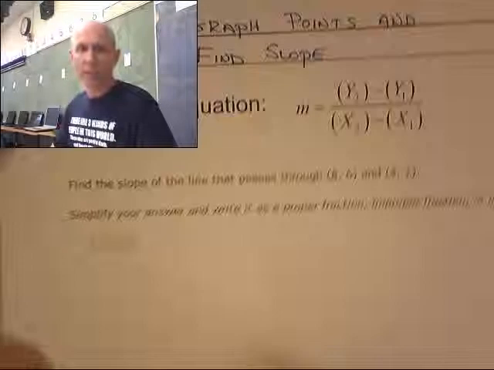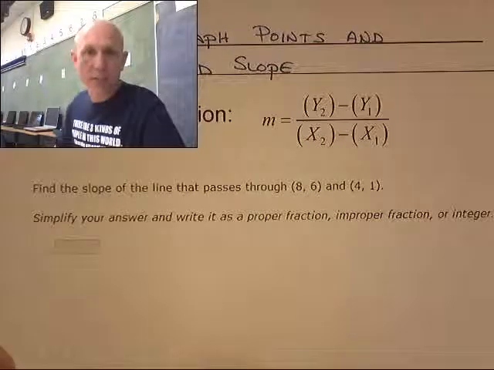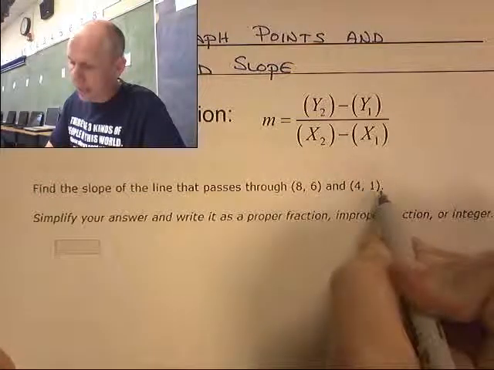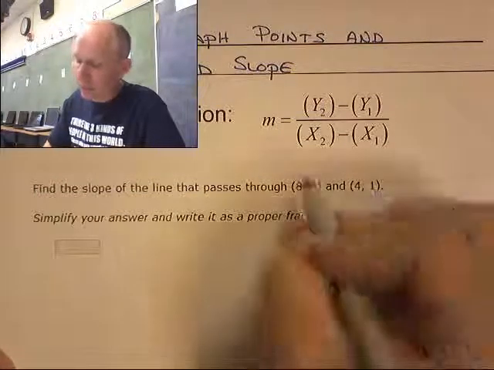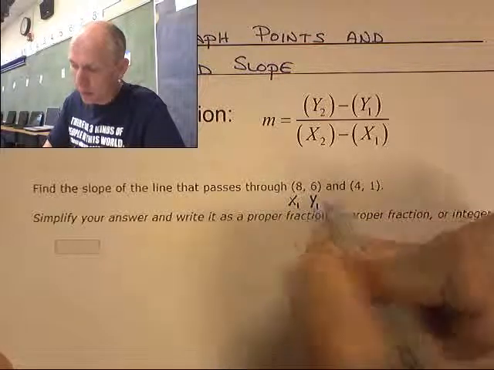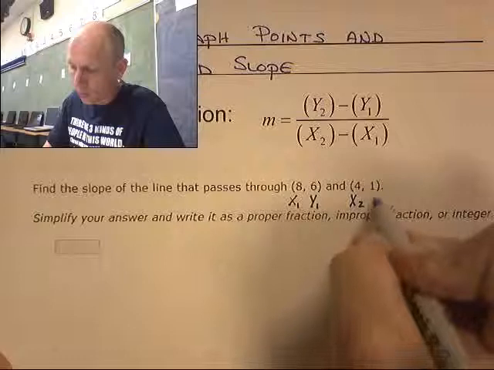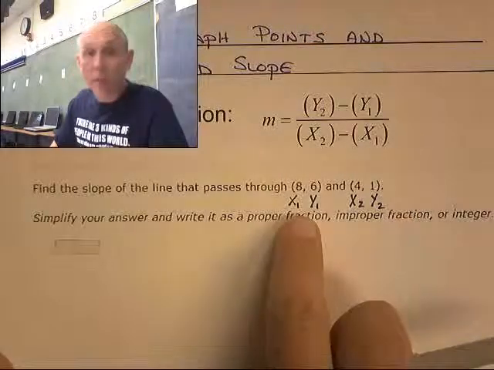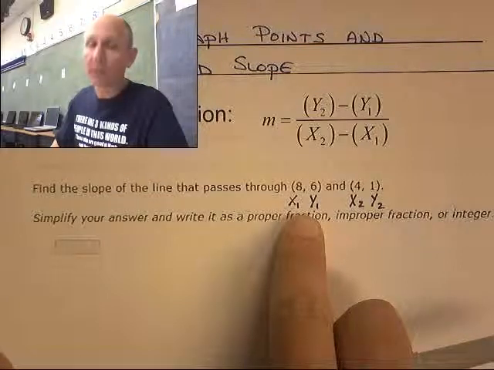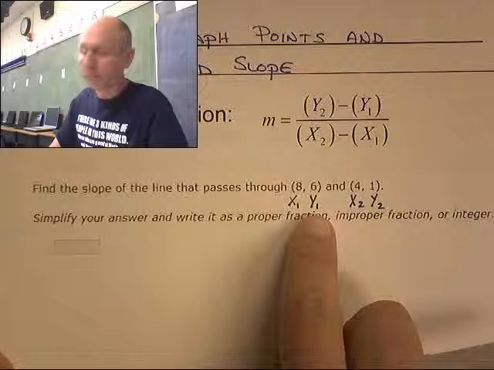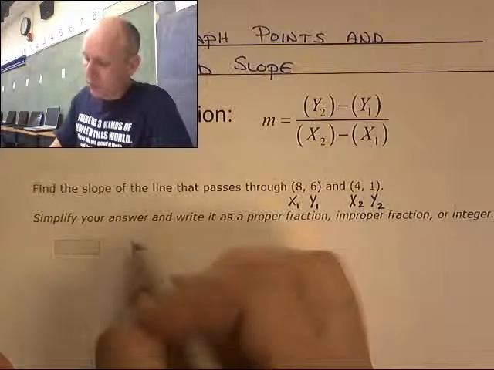Here we go. We're going to do an example. Find the slope of the line that passes through (8, 6) and (4, 1). Let's say that this is x1, y1, x2, y2. And if you had wanted to call this point 2, that would have been fine, and this point 1, as long as you don't switch them up within the point. Now let's use the equation.